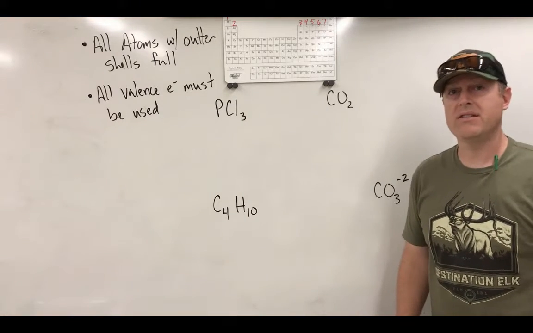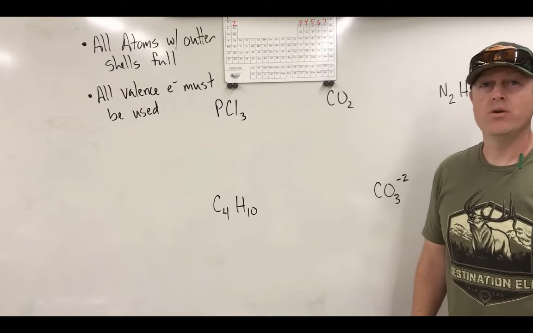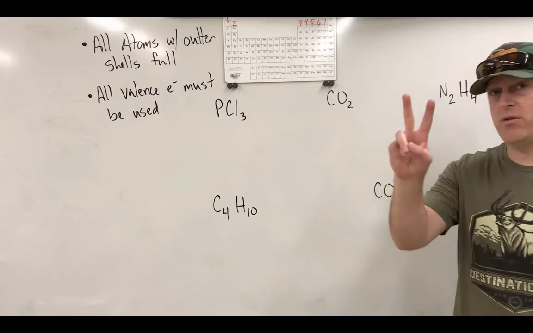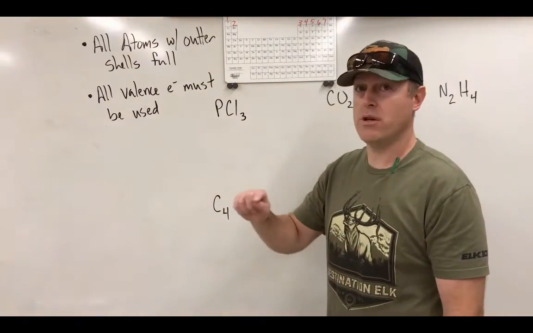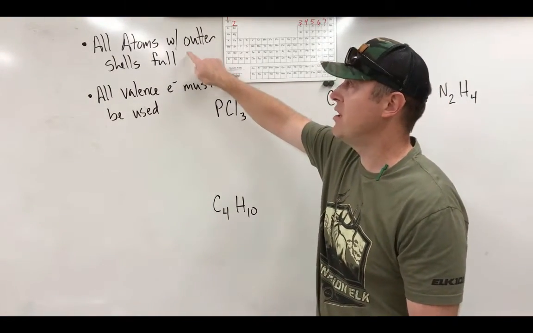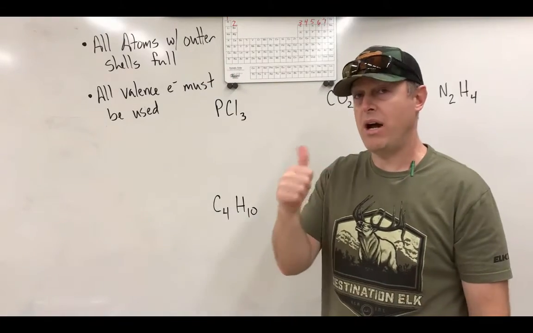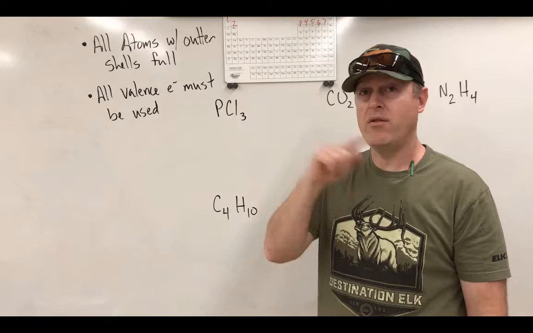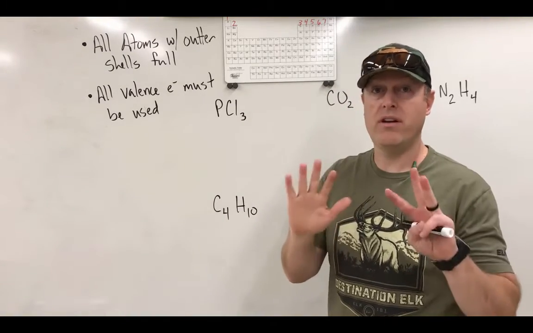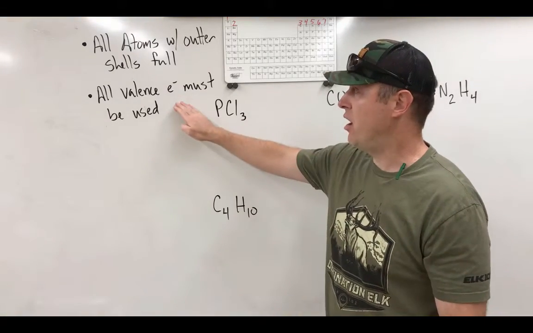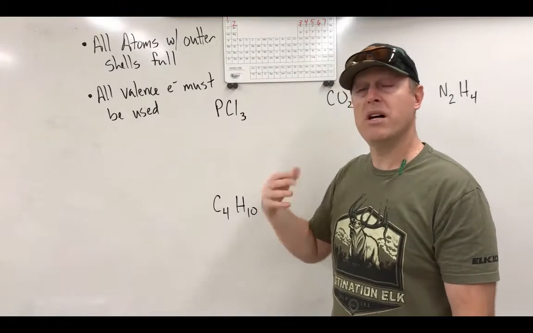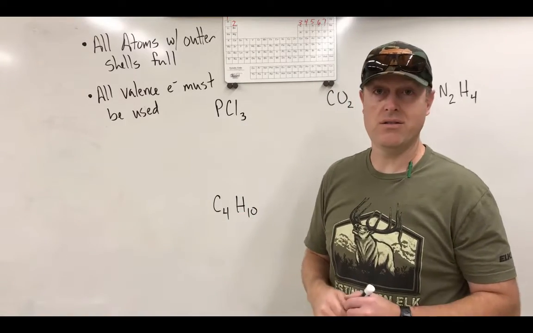Okay, for today's lesson, we're going to be talking about Lewis structures. So we have two main rules that we need to make sure that we follow with Lewis structures. All atoms that are involved need to have their outer shell full of electrons. Remember, hydrogen only needs 2. Every other one needs to follow the octet rule of having 8. And also all valence electrons that are available must be used in the situation.